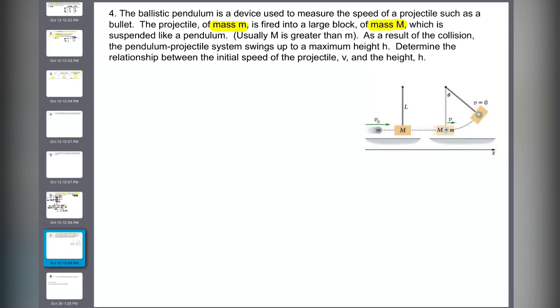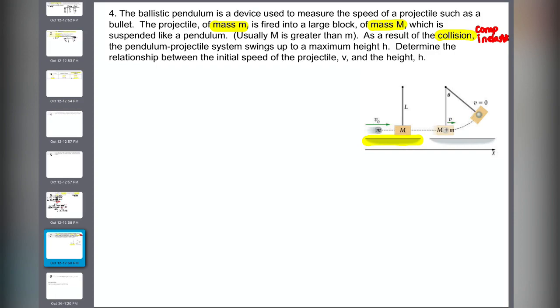All right, so let's keep reading. The block of mass M is suspended like a pendulum. Usually M is greater than m. As a result of the collision, so this is a collision, right here. This part is the collision. And what type of collision is it? First of all, you need to decide. When I shoot a bullet, it hits the block and they keep moving together. Do you see that this type of collision is completely inelastic?